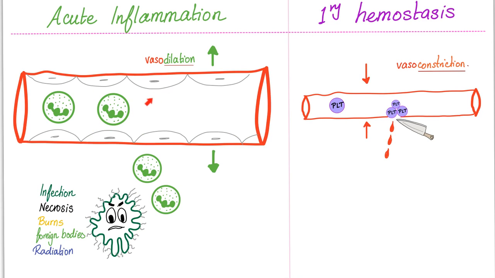Okay, I've vasodilated my vessel. Now what? Neutrophils are gonna migrate from the vessel into the interstitial space or into the tissue in order to fight the nasty bacteria. You need the neutrophils for infection, necrosis, burns, foreign bodies, radiation, and these are the pus cells that secrete the pus.